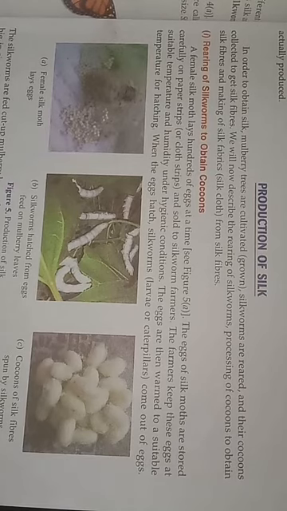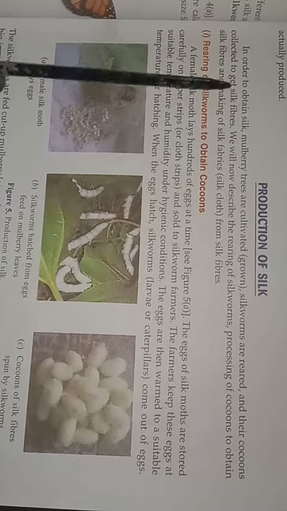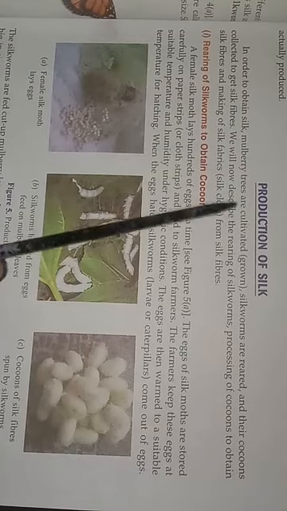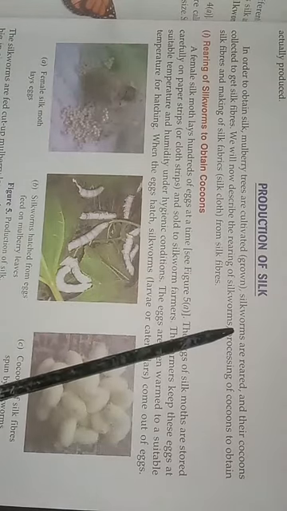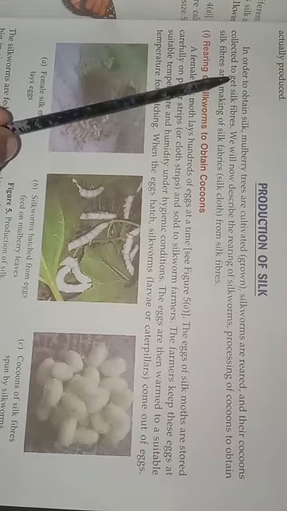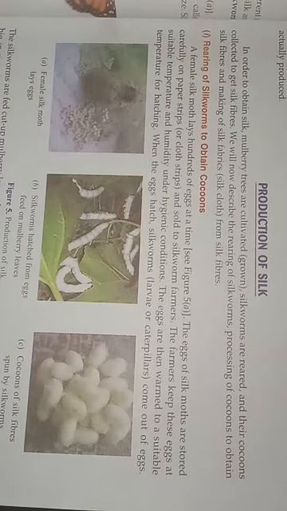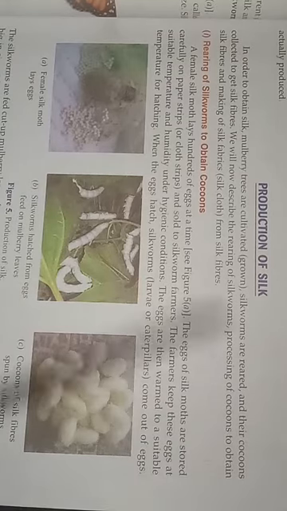All these things are given on this page, which we are going to learn in detail. In order to obtain silk, mulberry trees are cultivated. Silkworms are reared on them, and their cocoons are collected to get silk fibers. Just now I have told you what happened. The silk moth lays the egg, and mulberry trees are grown for feeding the silkworms. After that, their cocoons are collected to obtain the silk fiber.